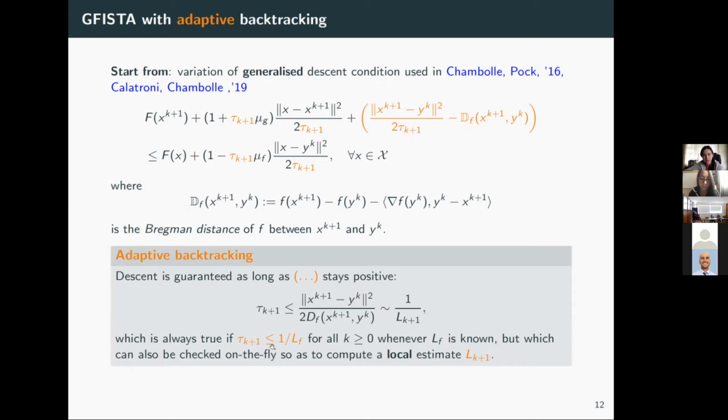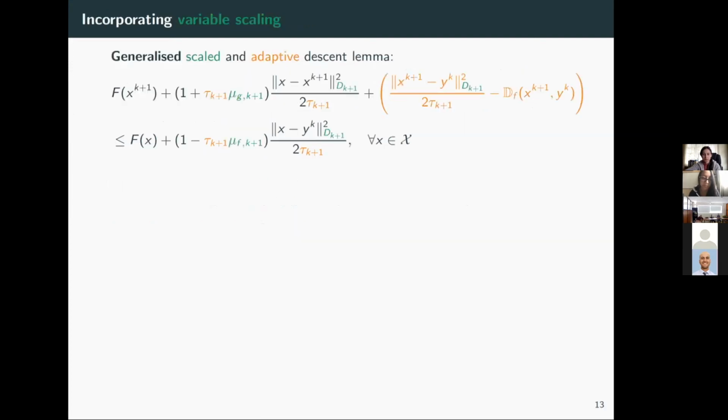So instead of fixing your step size, you can check at each iteration whether this is negative or positive. And if it is positive, but your step size is bigger than this, that's okay, because that's the only thing that you need to impose your descent. So that's how you end up with a sort of adaptive backtracking strategy. You can do the same whenever you incorporate scaling.